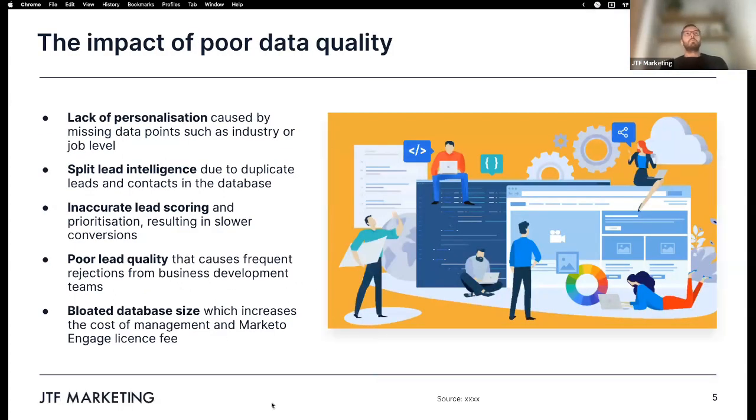Okay, so the impact of poor data quality. The first thing in there, lack of personalization, is really interesting, and it kind of leads into a couple of the pieces there. So poor lead quality, inaccurate lead scoring. Data is the crux of everything in Marketo and marketing automation as a whole. If you don't have the right data points or they're not filled in, then how can you empower yourself and everyone else that's working within your instance to mobilize the campaigns that we need to mobilize?